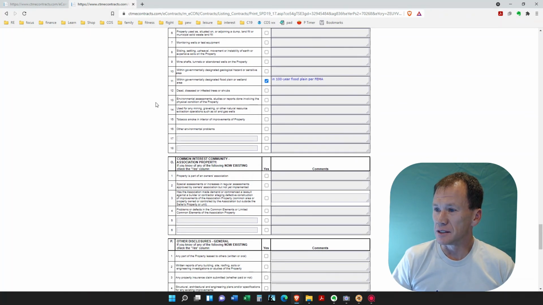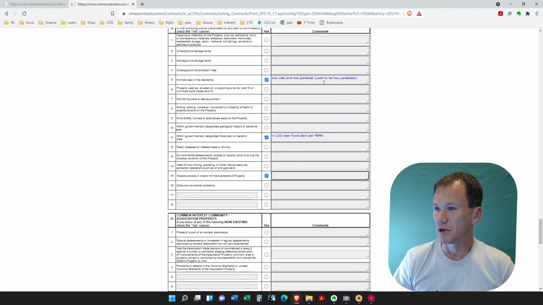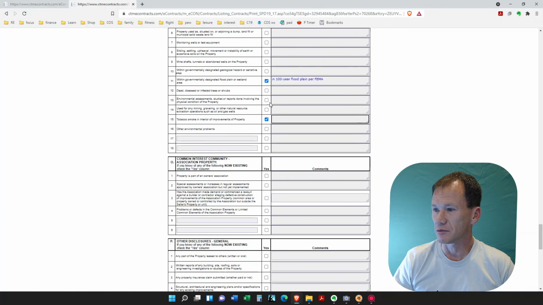Any dead, diseased, or infected trees or shrubs? Do you have any environmental assessments or studies? Has it ever been used for mining? Tobacco smoke and interior improvements to the property. If you had somebody smoke in the house, they'll check yes. It's probably pretty straightforward. I mean, does somebody smoke in the house or not?